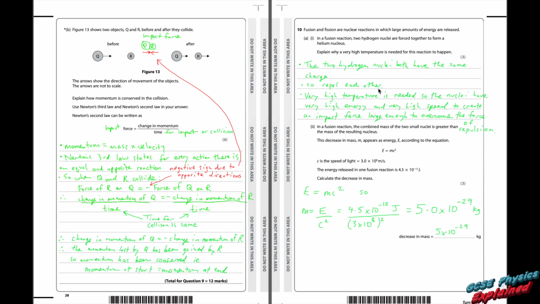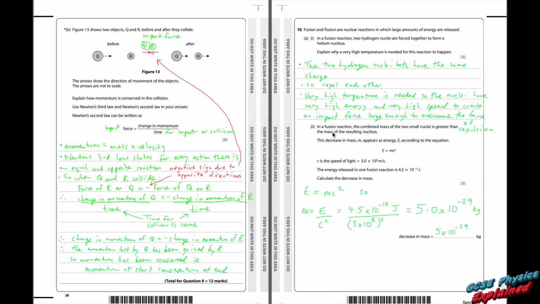Okay, these two hydrogen nuclei are not going to want to join together. We're going to have to force them together. So we're going to have to smash them at very high speeds into each other to overcome the repulsion.